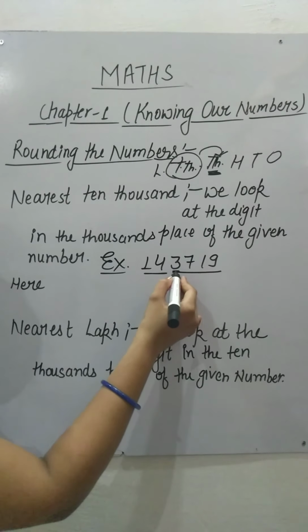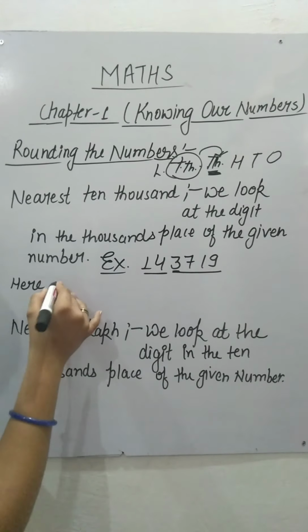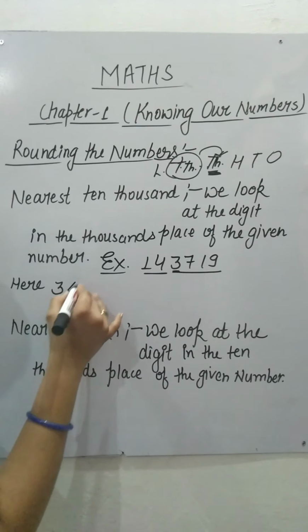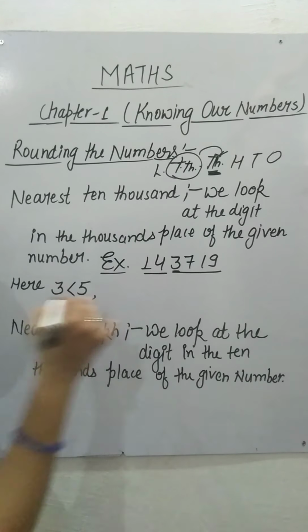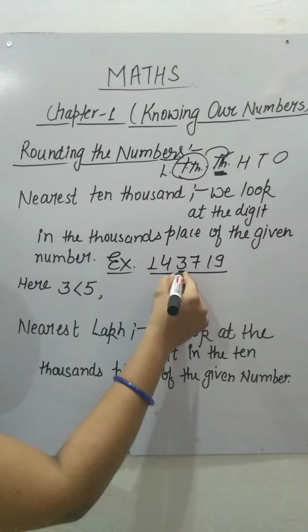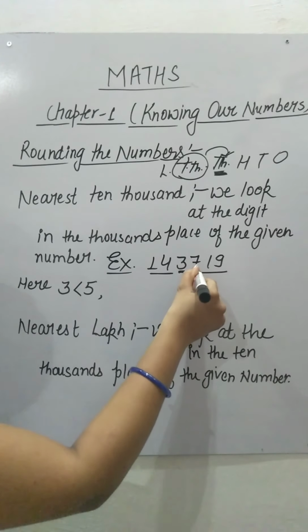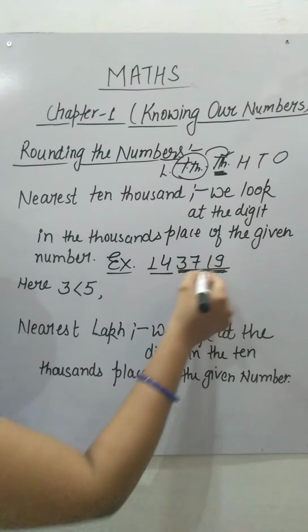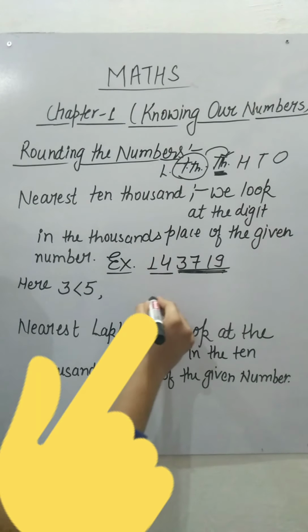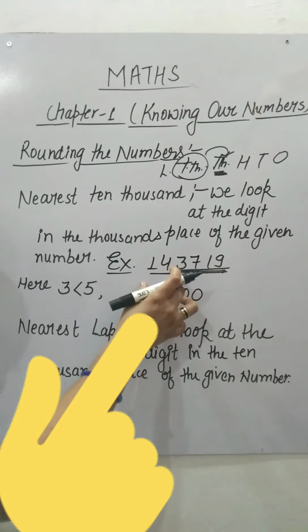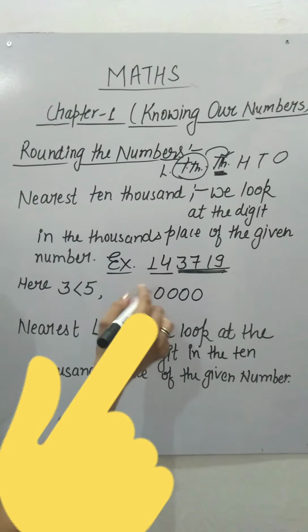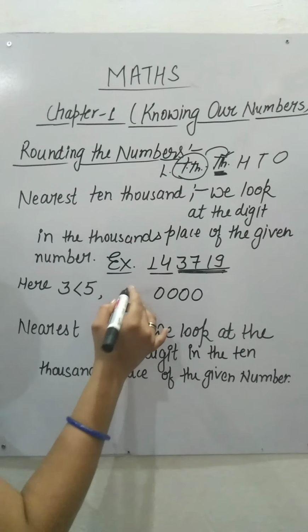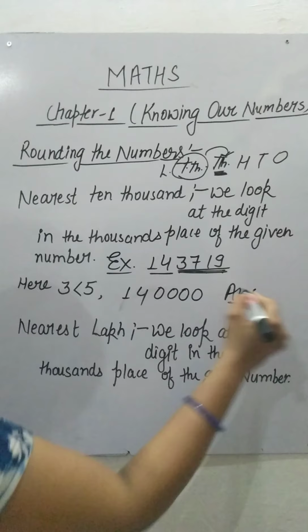So students, the thousand place digit is 3, and 3 is less than 5. That's why I replace the digits in the thousand, hundred, tens and ones places with 0. All those digits are replaced by 0, and keeping the digits in the other places as they are, that is your answer.